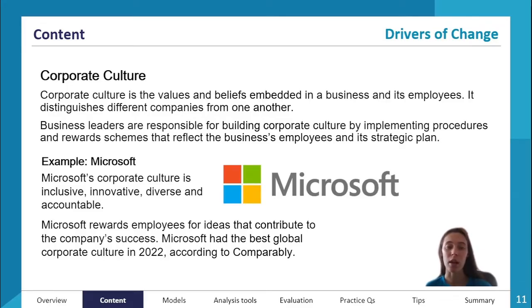So you can see how implementing those practices like rewarding employees, showing that they're valued, training employees, having that diversity, showing accountability, so things like transparency, so there's trust in the organization. Those things are all going to factor into corporate culture.